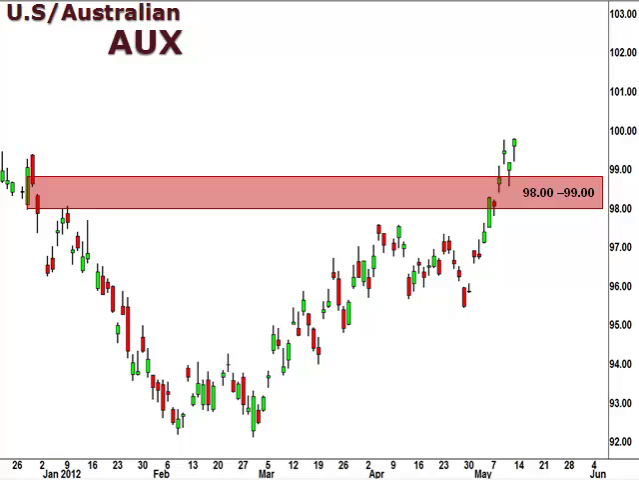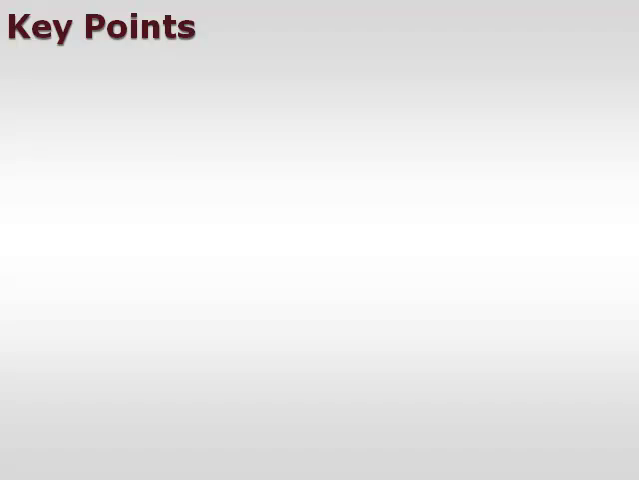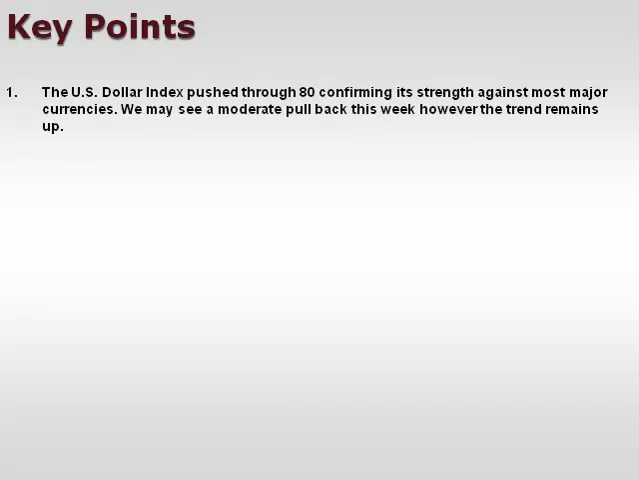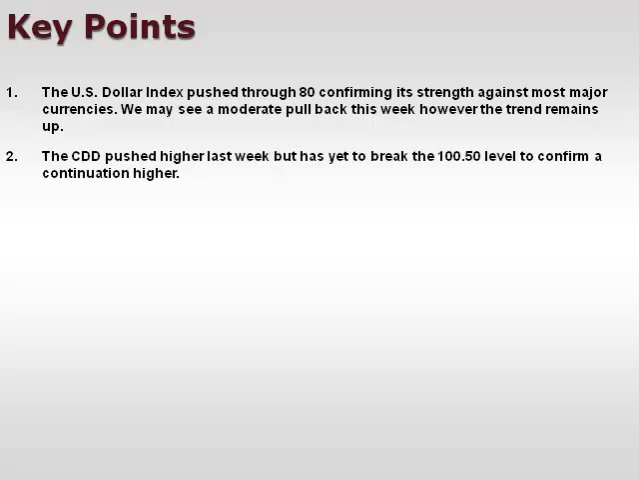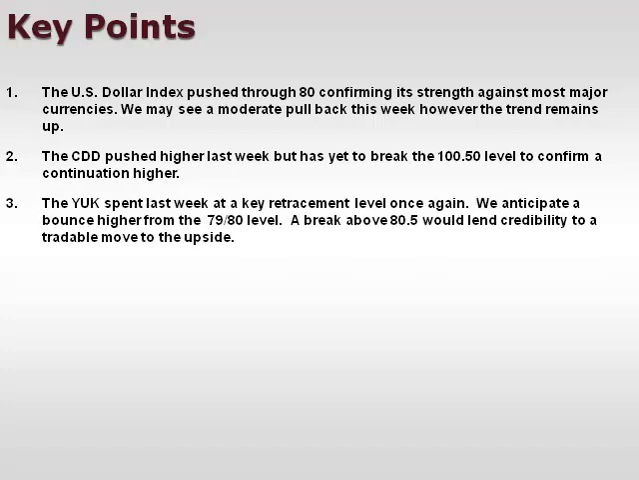Let's take a look at a few of our key points. First of all, the US dollar index pushed through 80, confirming its strength against most major currencies. We may see a moderate pullback this week, however the trend remains up. The CDD pushed higher last week but has yet to break the 100.5 level to confirm a continuation to the upside. The YUK spent last week at a key retracement level once again. We anticipate a bounce higher from the 79.80 level. A break above 80.5 would lend credibility to a tradable move to the upside.